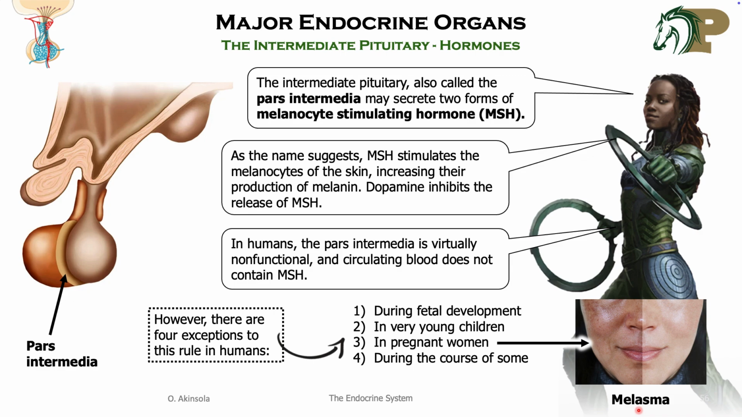The fourth exception occurs during the course of some diseases, which we'll actually talk about a little bit later. So those are your four exceptions to that rule about MSH not being present in circulating blood.